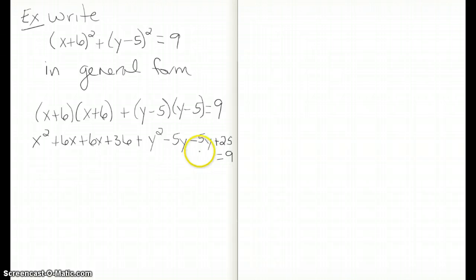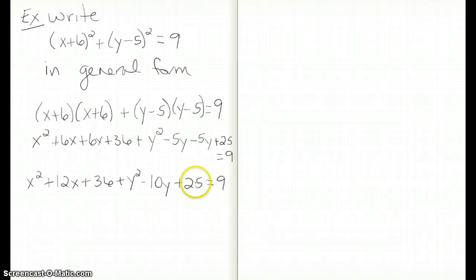Good. Now let's see if we can clean this up a little by combining like terms. I have x squared in the front, 6x and 6x is 12x, plus 36, plus y squared, minus 5y and minus 5y is minus 10y, plus 25 equals 9. Great. We're almost there because we've removed the parentheses, but we're not quite there yet because there's a certain ordering to the terms and this equation doesn't equal 0 yet.